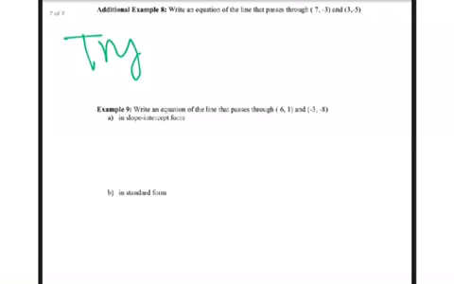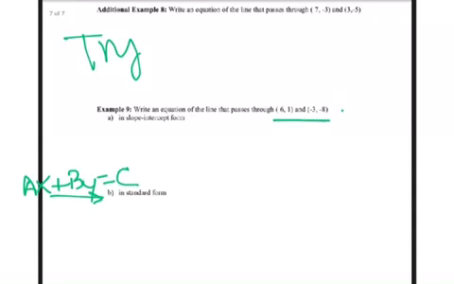Alright, and then example 9, we're going to go ahead and do both together. It says write an equation of the line that passes through the 2 points. So again, notice it doesn't give us the slope. We have to find it. So we're going to do that, and then we're going to solve our point-slope so that it's y equals. That's easy. We've already done that. And then we're going to make it so that it's in ax plus by equals c form.